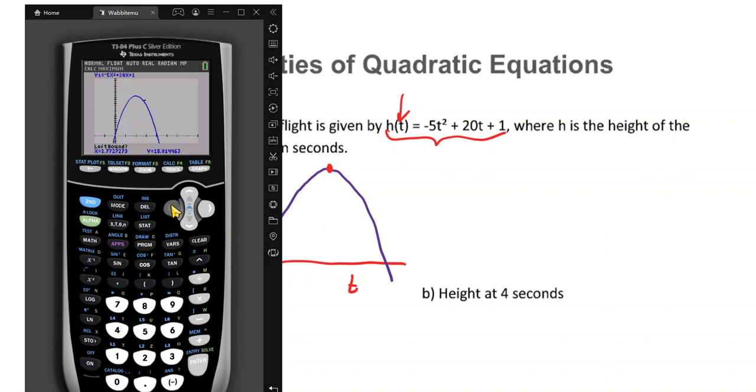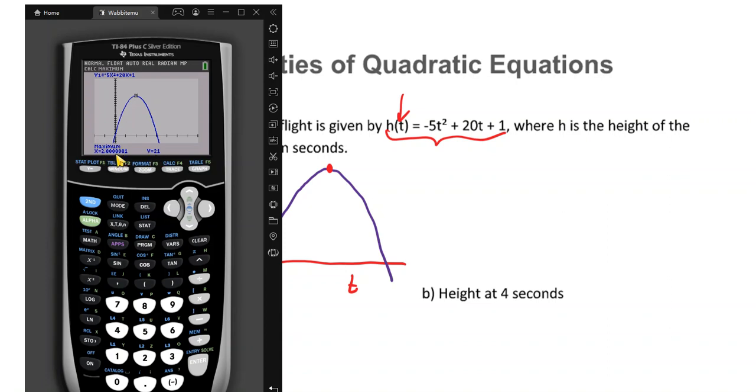Now it's saying left bound, right? So we want to click to the left of where we think it is. So I'll push enter. And then it says right bound? So then I'll click to the right, enter. Now it's saying guess. And I say yes, take a guess. Okay, so right there, it says the maximum would be when x is equal to 2.00000001 and y is equal to 21.